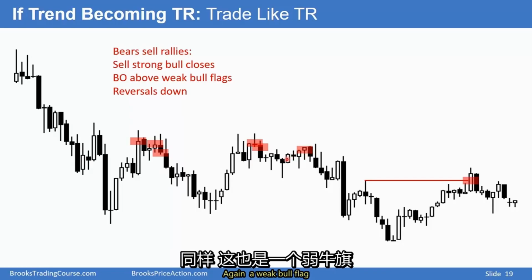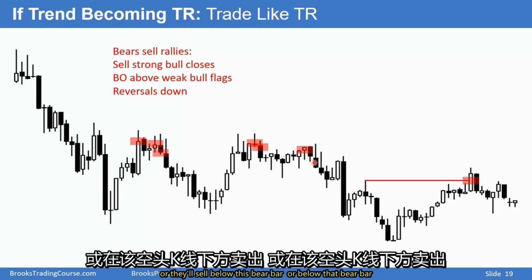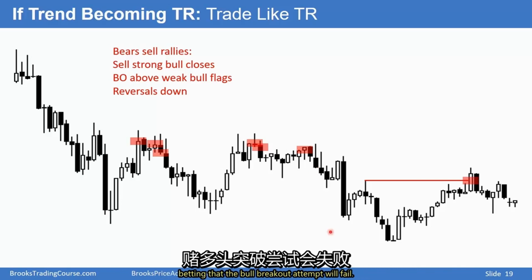Again, a weak bull flag, the top of a tight trading range, near the top of a big trading range. Traders will sell above that bull bar, or they'll sell below this bear bar or below that bear bar, betting that the bull breakout attempt will fail.